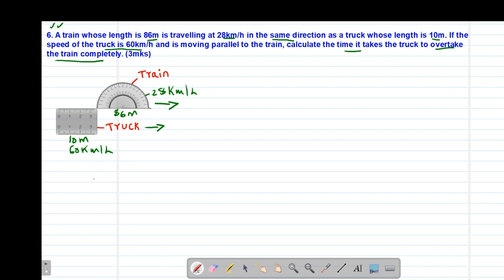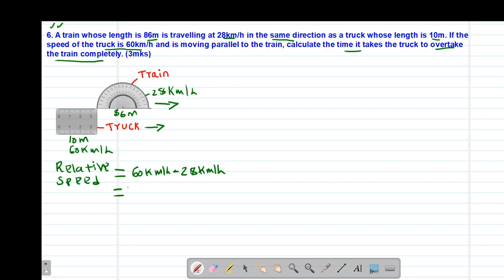So the first thing we are going to do is to find the relative speed between this particular train and the truck. So relative speed will be given by, remember, if bodies are moving in the same direction, if you want to find the relative speed, you simply find the difference between the speeds of the two bodies. Therefore, I'm going to take the larger speed, which is 60 kilometers per hour. Then I subtract the smaller speed, which is 28 kilometers per hour.